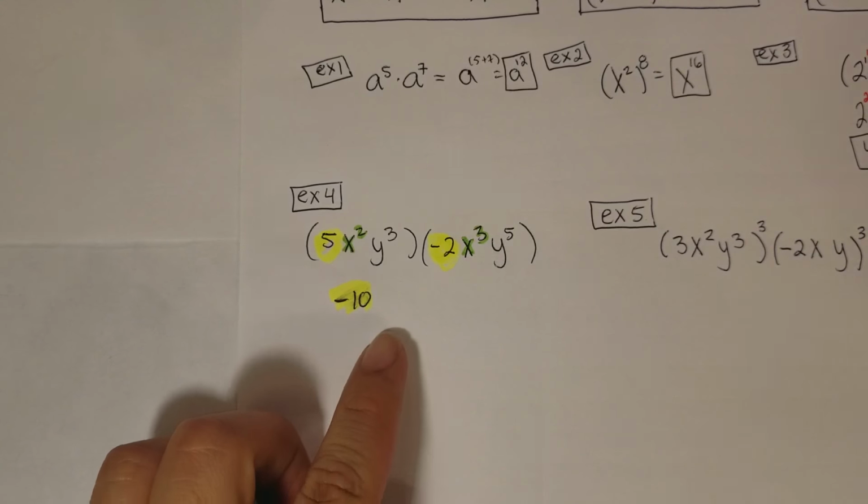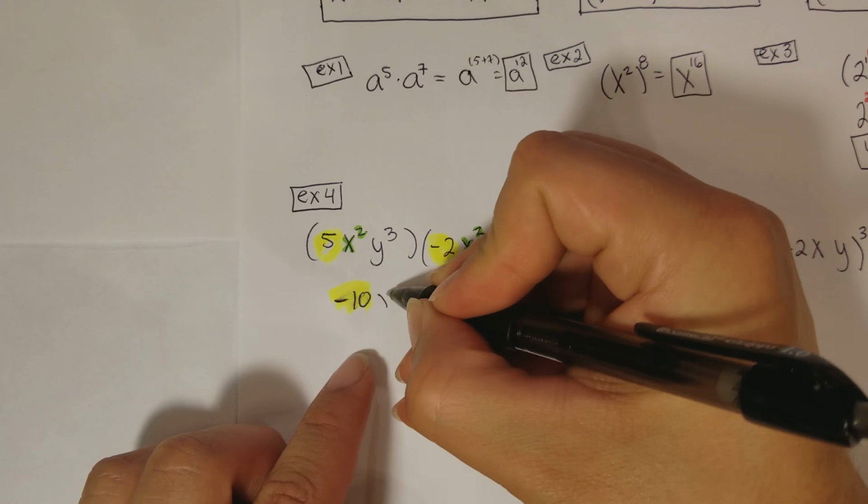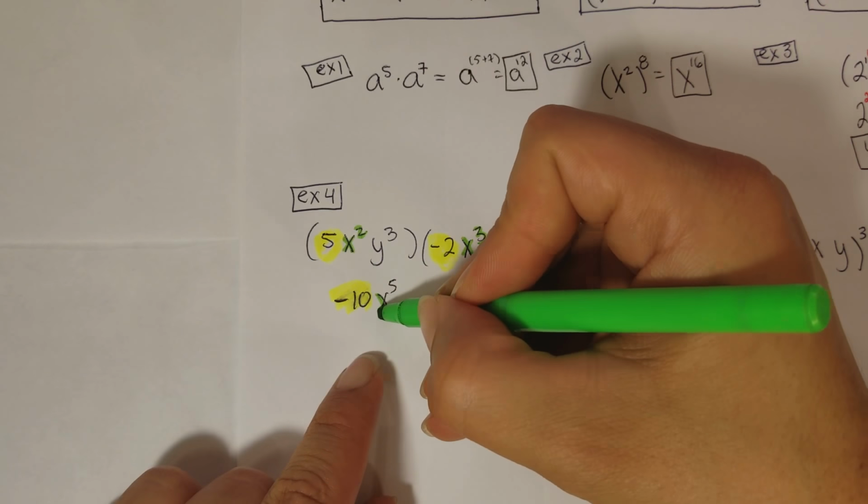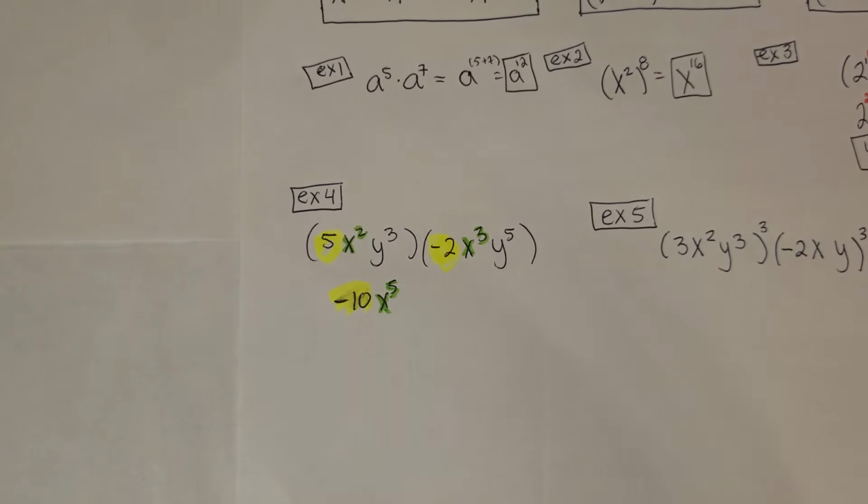How many x's do we have? 2 plus 3 would give you 5, so this becomes x to the power of 5. This is one of the rules of multiplication. When you have multiplication, you add the powers.